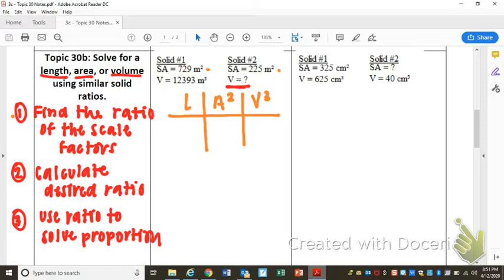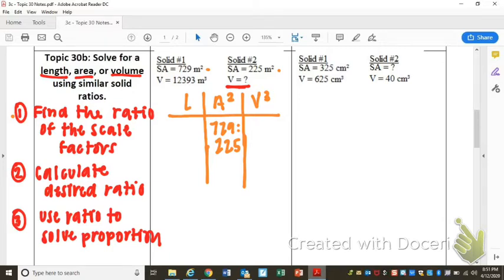So the ratio for their areas is going to be 729, and I made this really small, to 225. All right. Remember, what I normally do first, and what I suggest you do, is simplify that ratio if you can. Those are two big numbers, so if you aren't sure, I'm going to go ahead and show you a little trick.